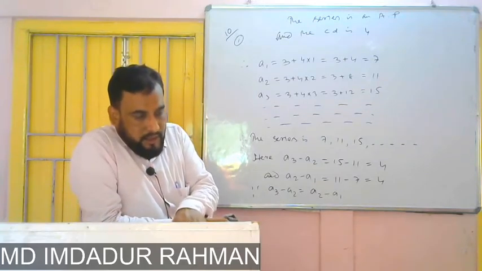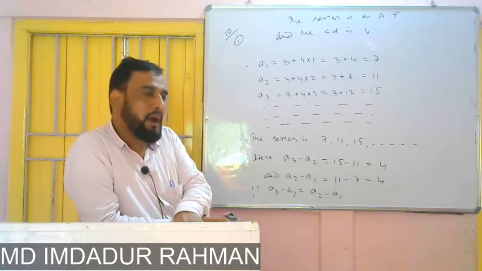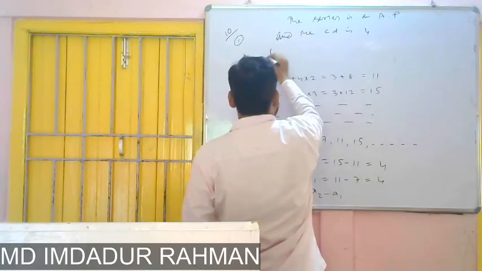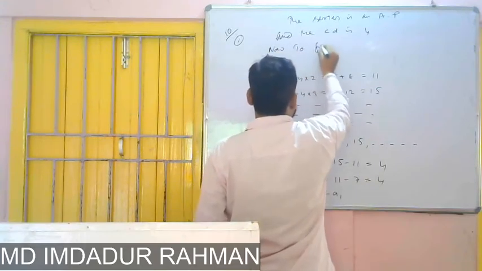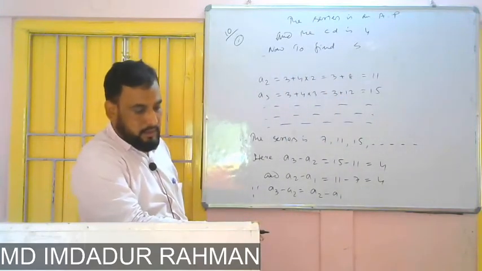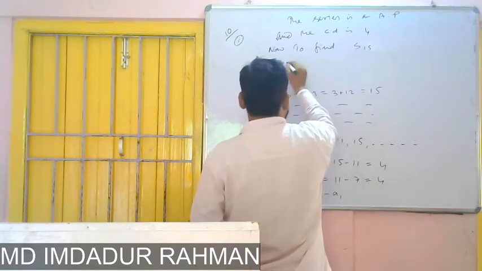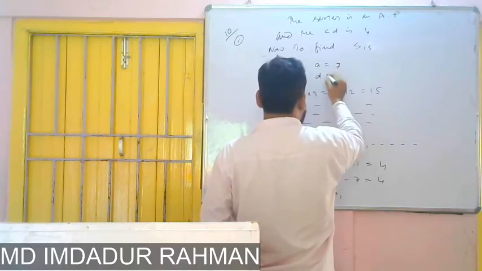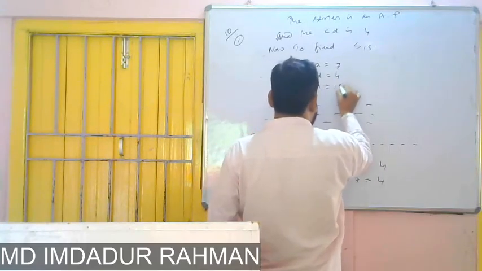Okay, if the common difference is found, then we can find the sum up to any term. So here, to find S15, the sum of 15 terms, a is equal to 7, d is equal to 4, n is equal to 15.